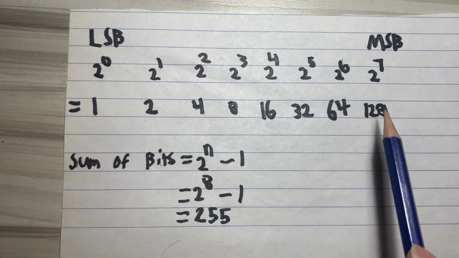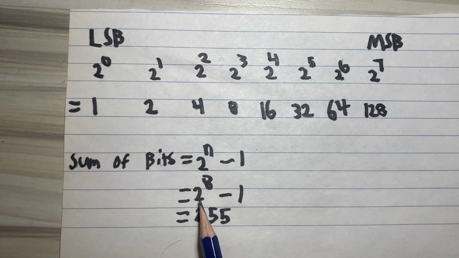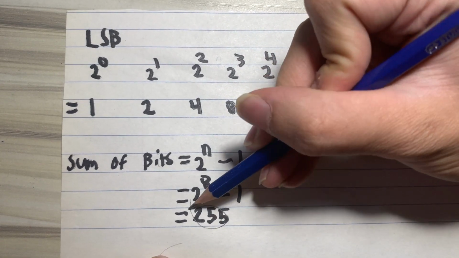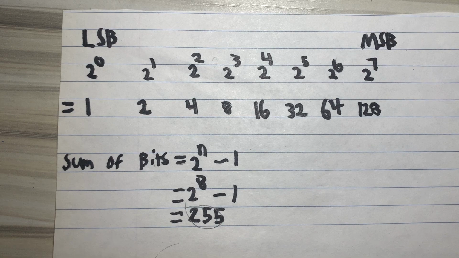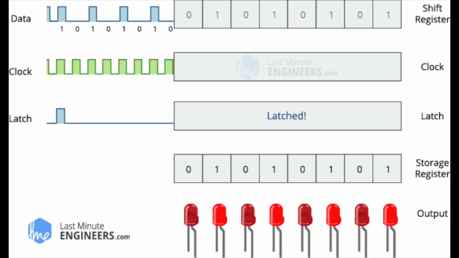So in this case, we have 8 bits. So we would put in our formula 2 to the 8 minus 1, which would give us a value of 255, giving us the maximum sum these 8 bits can produce.